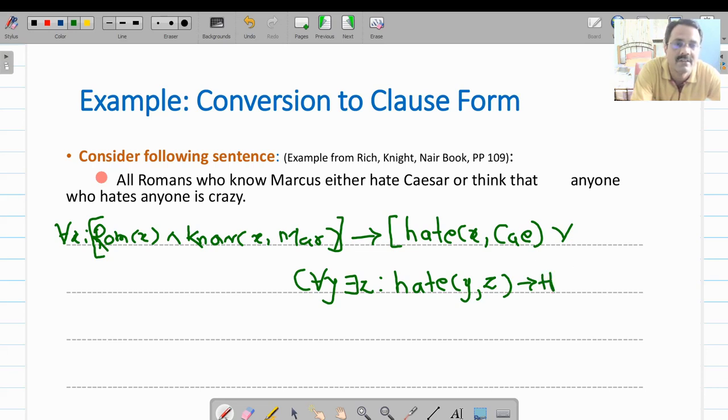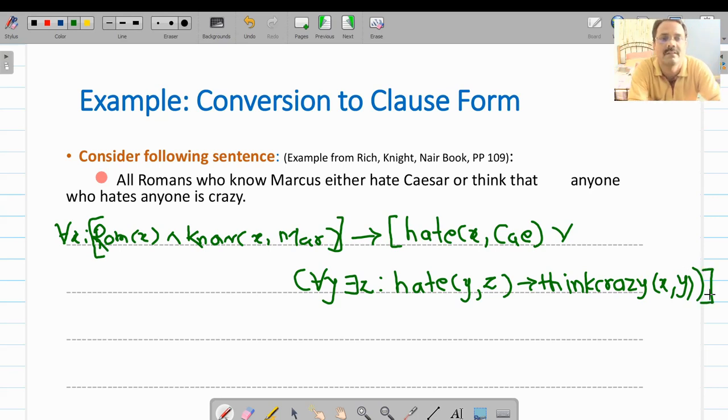So I will introduce the predicate think crazy: x thinks that y is crazy. So complete this bracket and complete the second square bracket. So this is how we can represent the given statement in the required predicate logic form.